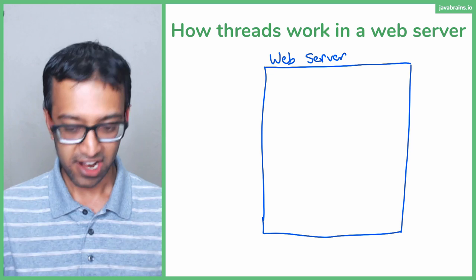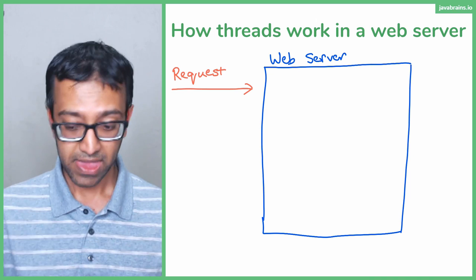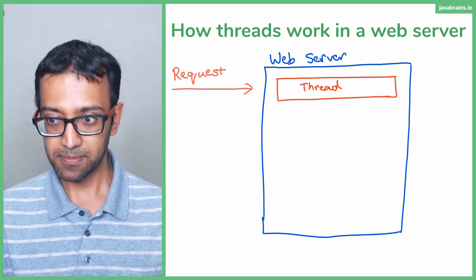All right, so let's say I have a web server and a request comes in. What does a web server do? It has to process the request. It has to get back a response, right? So what it does is it spins up a thread to handle it. There is something that needs to execute on the web server. Right, so it has to run something, it has to process something.